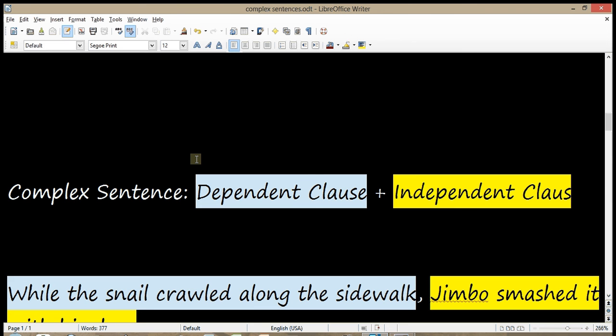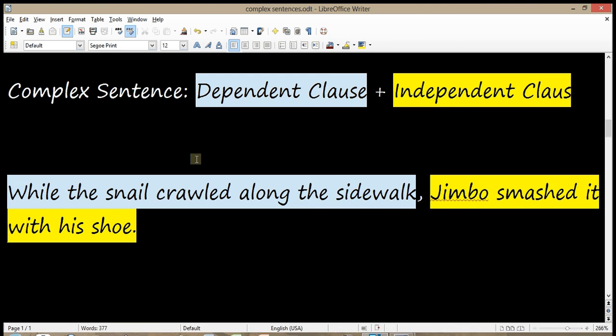So let's take a look at an example of a complex sentence here. While the snail crawled along the sidewalk, Jimbo smashed it with his shoe. So, Jimbo smashed it with his shoe. That is an independent clause. It can stand alone as a complete sentence. While the snail crawled along the sidewalk, on the other hand, doesn't make any sense by itself. It needs to be with the second part of the sentence, Jimbo smashed it with his shoe. So that's a complex sentence. It tells us that two things are happening at the same time.